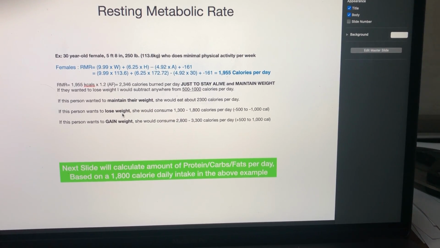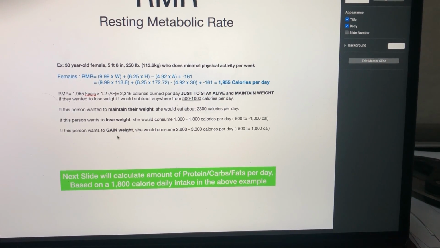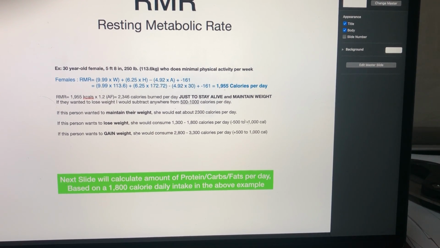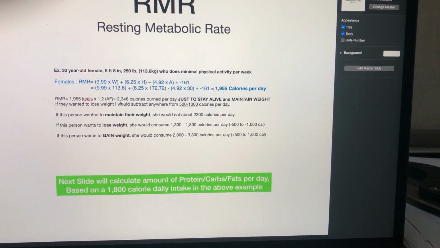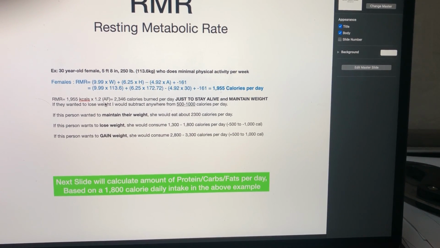So once again, if they want to lose weight, we subtract 500 to 1,000 calories. If they want to gain weight, we add 500 to 1,000 calories from this number here, which includes the activity factor.